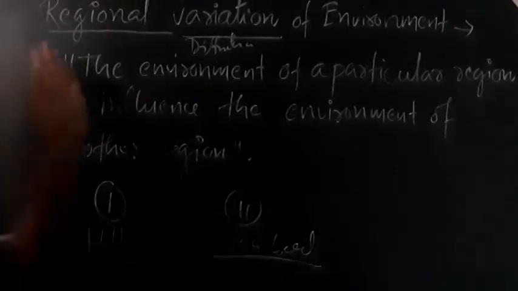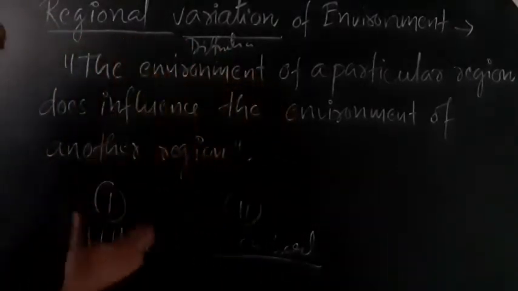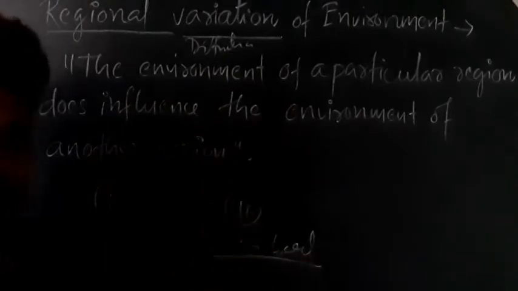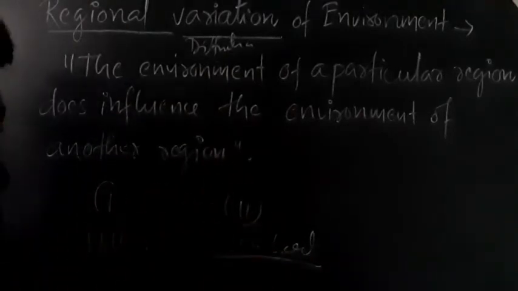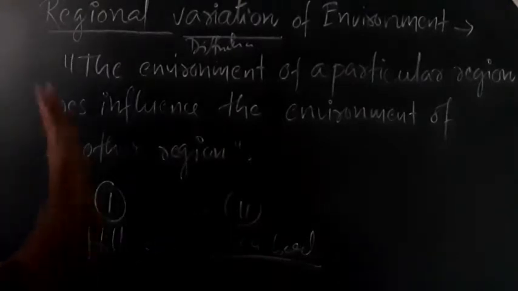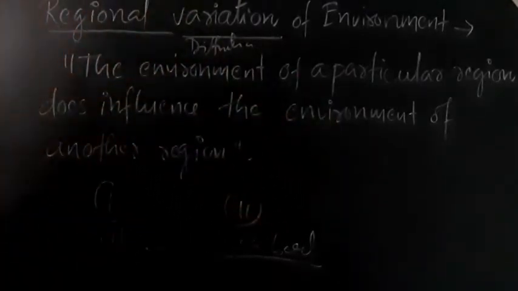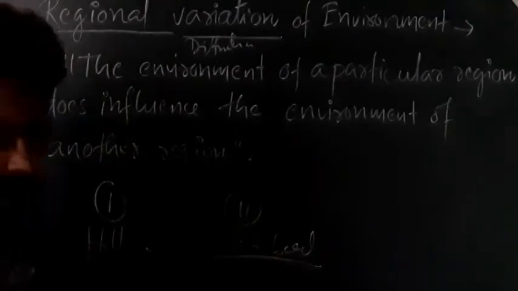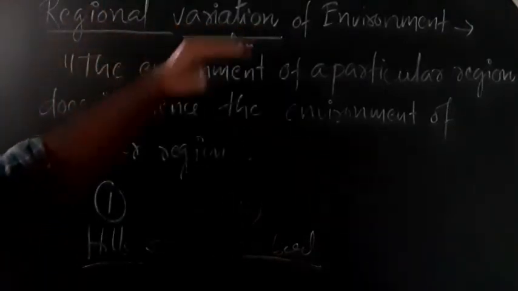That means what? There is regional variation. Some plain regions are different from the plateau regions. Some water body regions are different from the riverine regions. So that means from region to region, the environment is different, right? That's why it is called the variation of the environment.